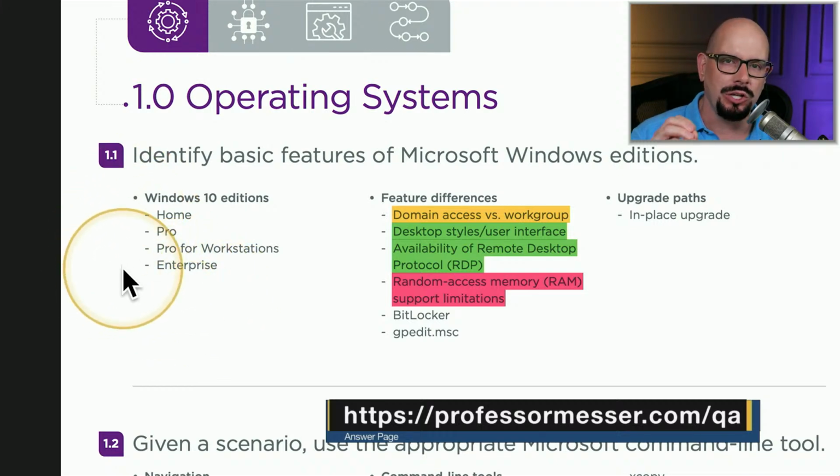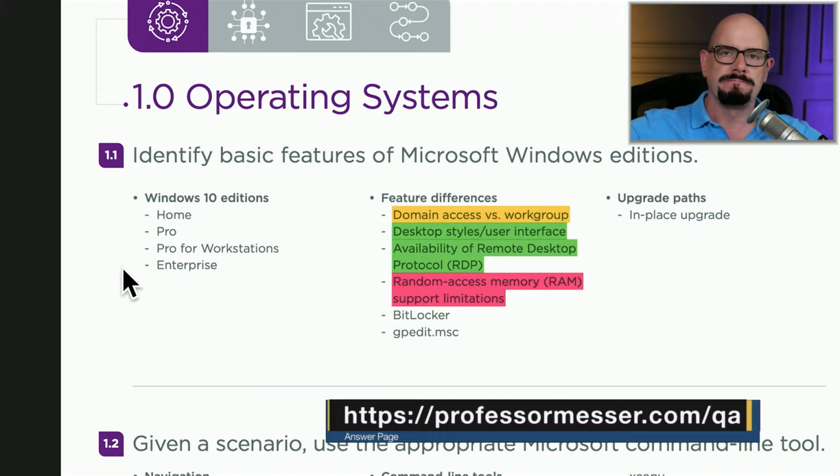So CompTIA is not looking for you to be able to give a bits and bytes breakdown of the differences in the event manager in Home versus Pro versus Pro for Workstations. Not looking for that. They're looking for overall, globally, broadly speaking, what are these 4 things and when would you use them? And in fact, if you watch my video, that's exactly what I give you.